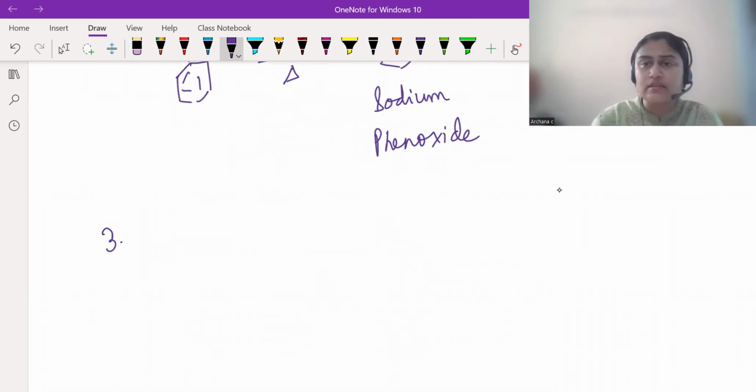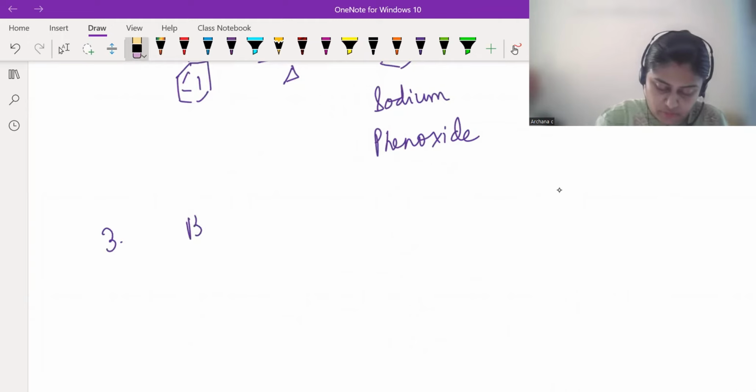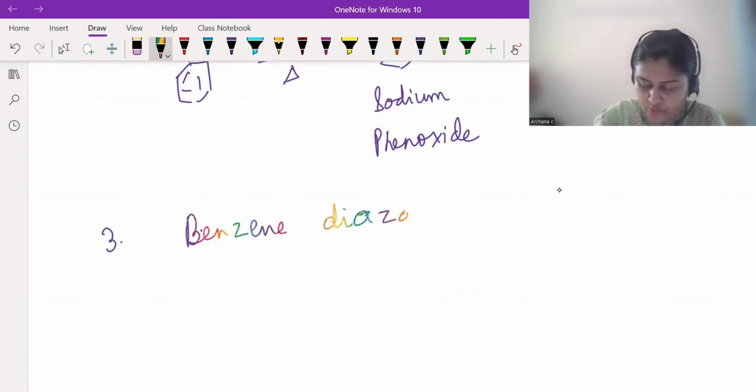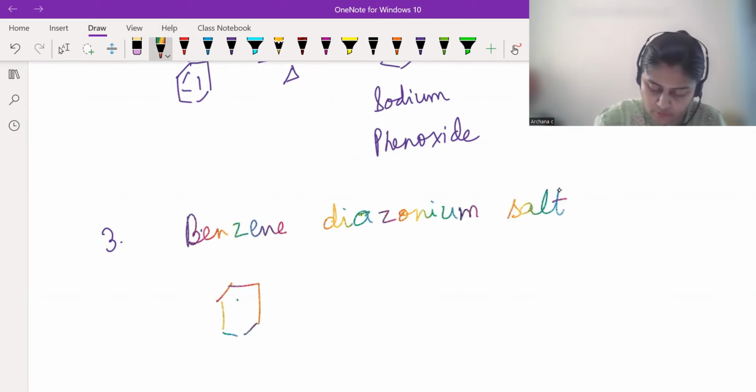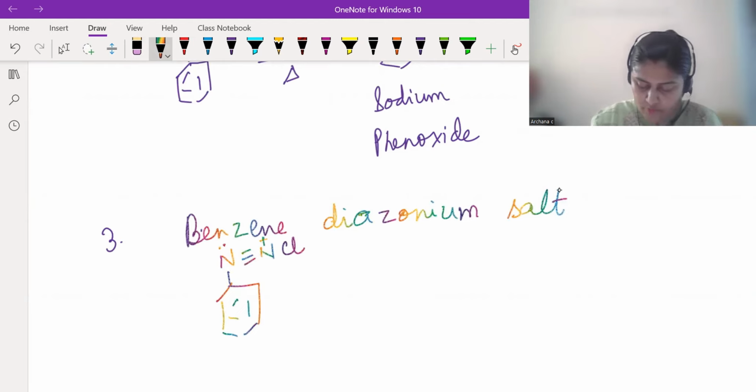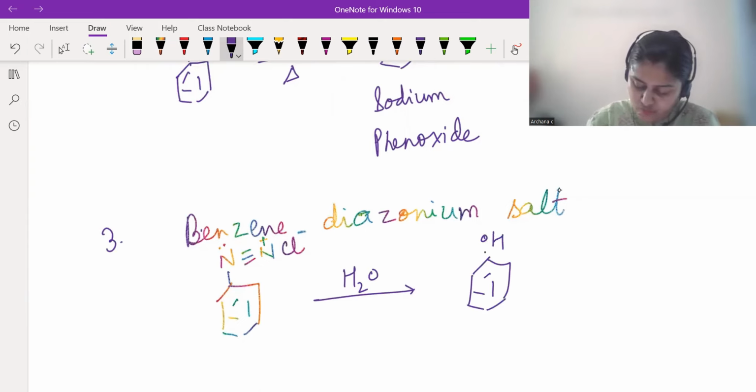We can also synthesize phenol from benzene diazonium salt. This is benzene diazonium salt. When this is treated with water or hydrolyzed, what we obtain is phenol.